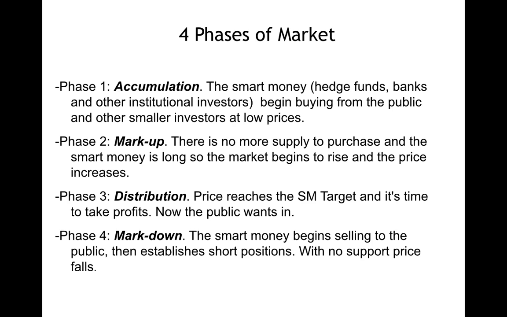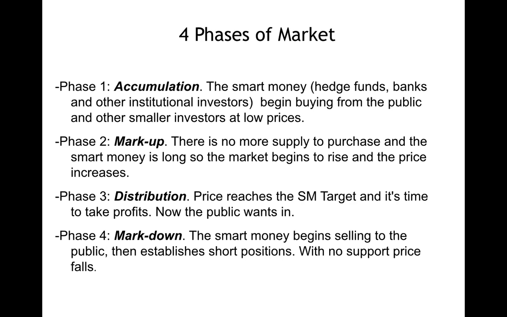Once all the buyers have bought and there's no more demand, the markets will hit kind of a brick wall, and that's when you start getting distribution. That's when markets will move sideways for a while, and what's going on here is the smart money is taking profits. They're starting to sell the market or short sell the market. As the smart money does this, the markets are going to start drifting down, and this is called markdown.